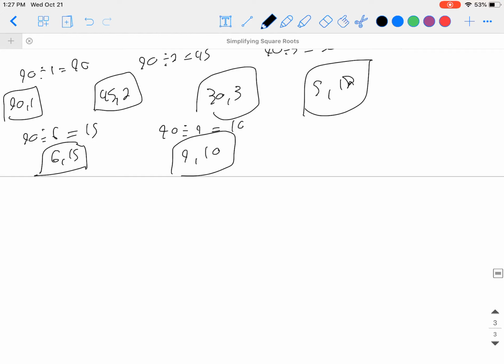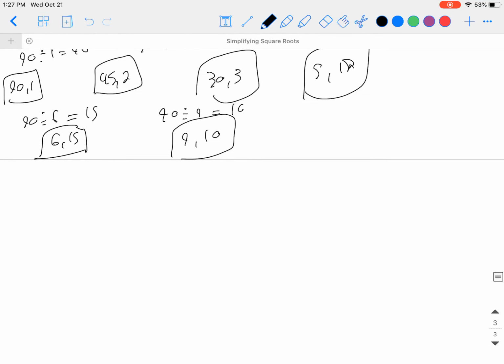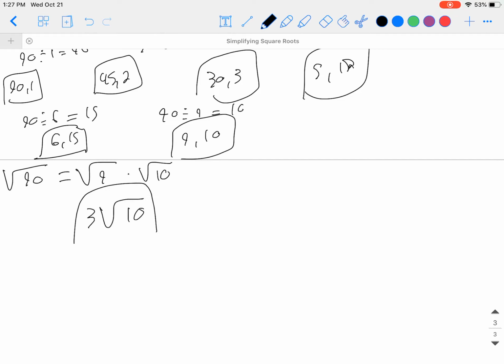So, since the square root of 9 is rational, and we have one rational number inside the square root, what we're going to want to do is express the square root of 90 as the square root of 9 times the square root of 10. And then we know that the square root of 9 is 3, and we can just bring the square root of 10 down. So this is the square root of 90 simplified.